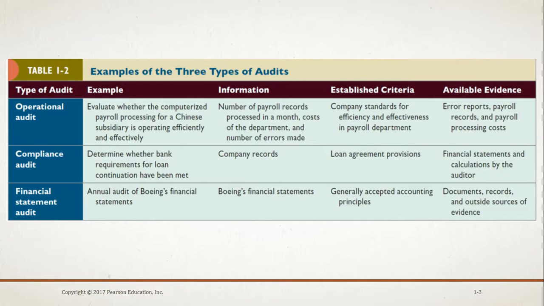So anything dealing with homeowners insurance or anything dealing with just the bank policies or procedures that we have in the United States can be some of the established criteria, not just the loan agreement provisions. And the available evidence that we have to see if compliance is met, we can look at financial statements and the calculations by the auditor.